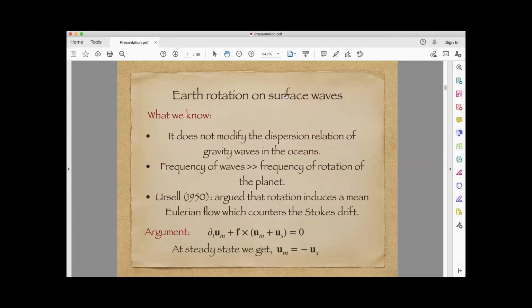But later, for example, Ursell argued in 1950 that rotation might play an important role in the mean Eulerian component of the mean flow. He argued that rotation actually induces a mean Eulerian flow which counters the Stokes drift. I'll explain what Stokes drift is.